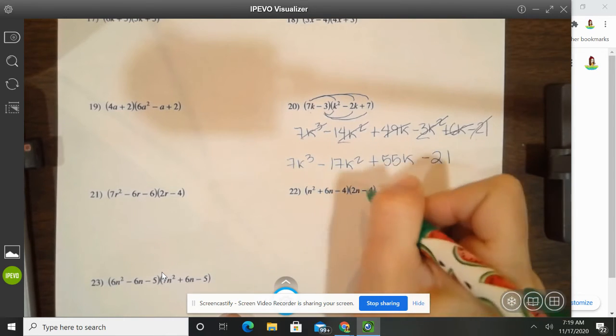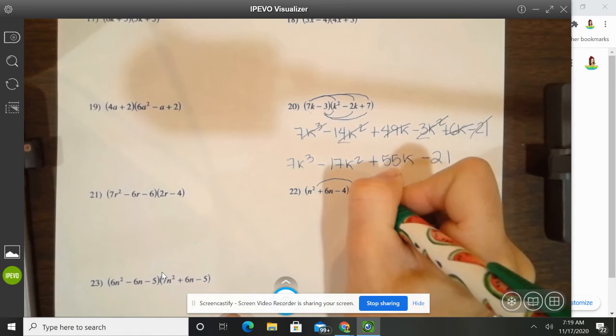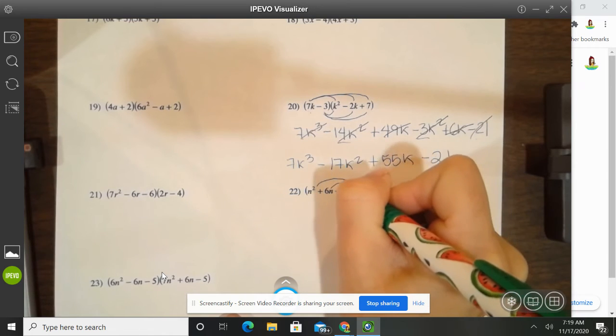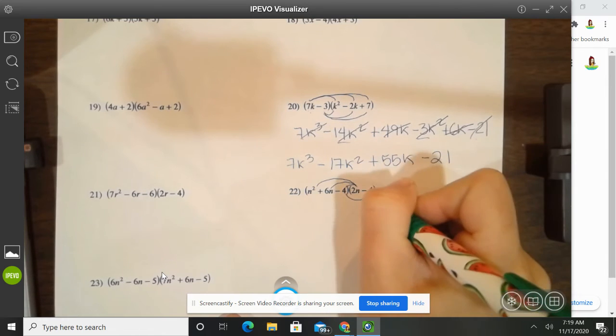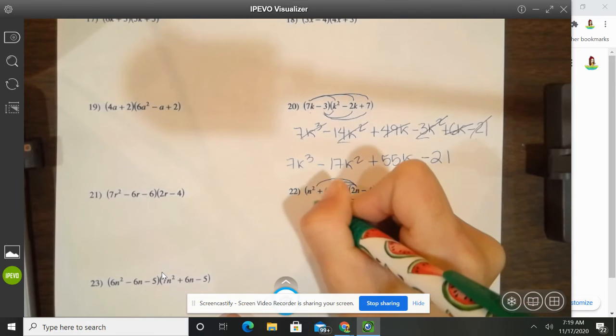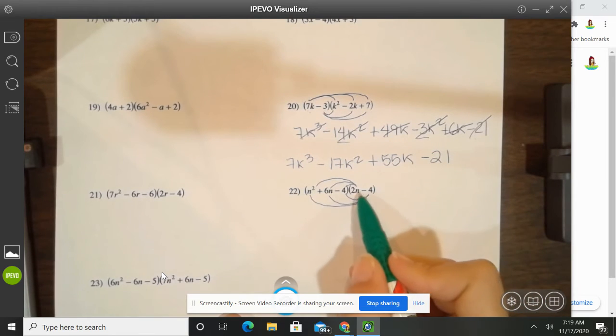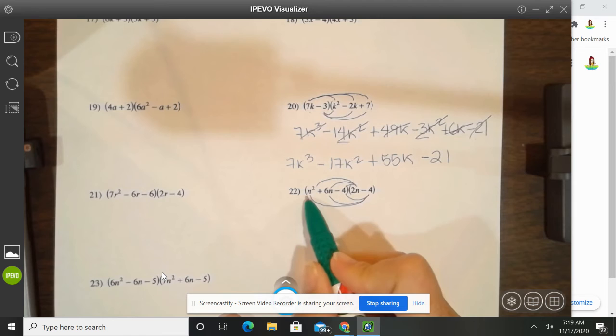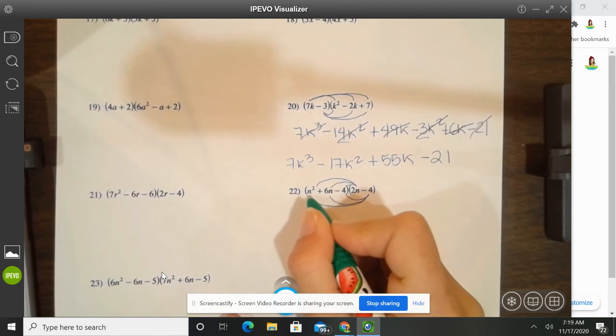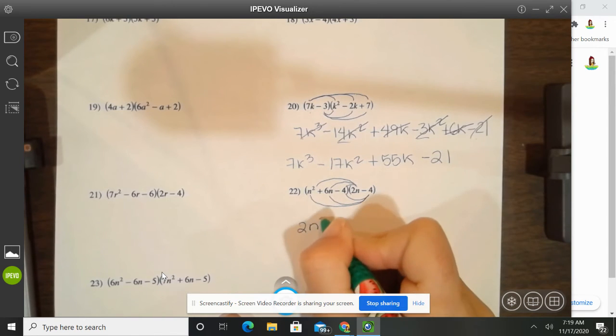So let's go this way. That times that, that times that, and that times that. And then I remember that times that, that times that, and that times that. Okay, so let's do it. 2n times n squared, that's times 1, right? So 2n to the third power.